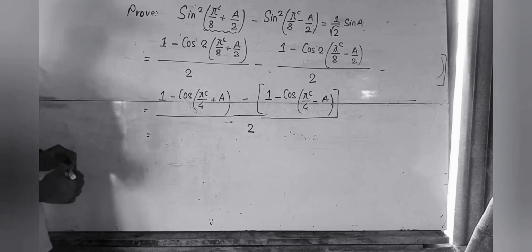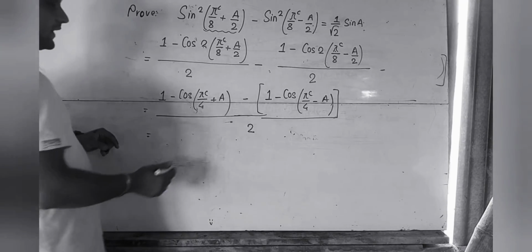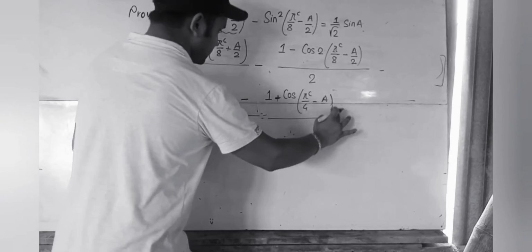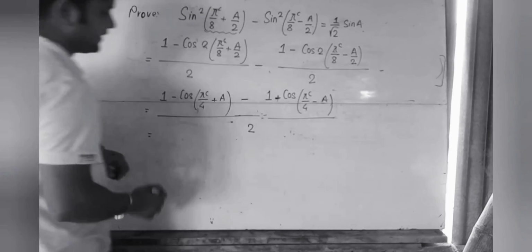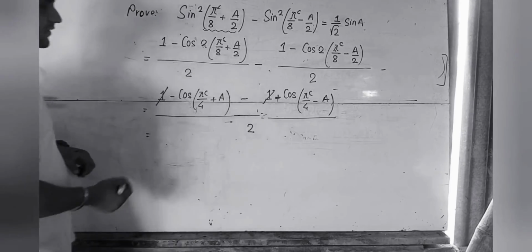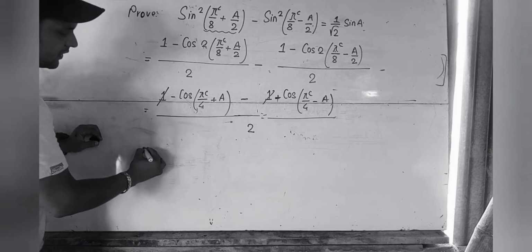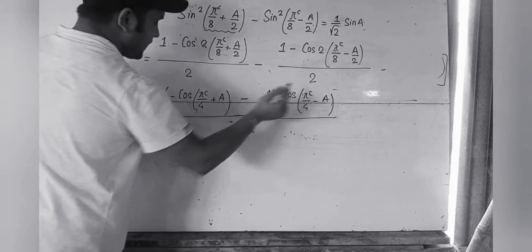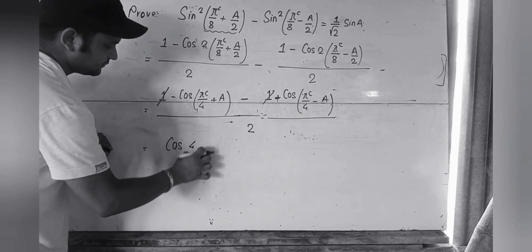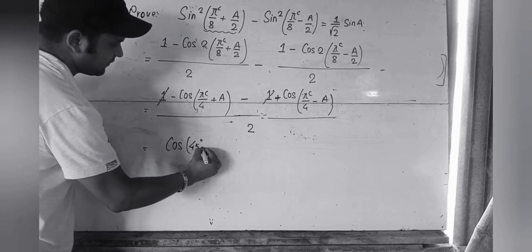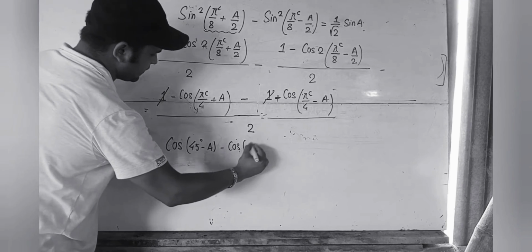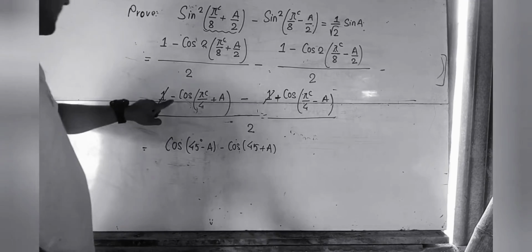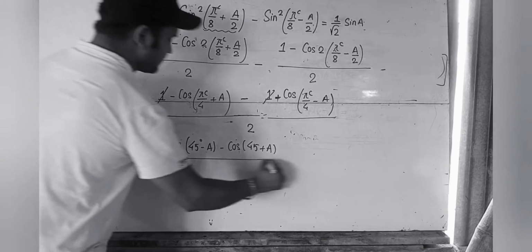Now we'll remove the bracket. When you remove the bracket, this is minus, and this is to be a plus. Now plus 1 and minus 1 cancel. After cancelling, let us arrange the form. What you have left is cos pi radian by 4. That comes to be 45. Cos 45 minus a minus cos 45 plus a by 2.